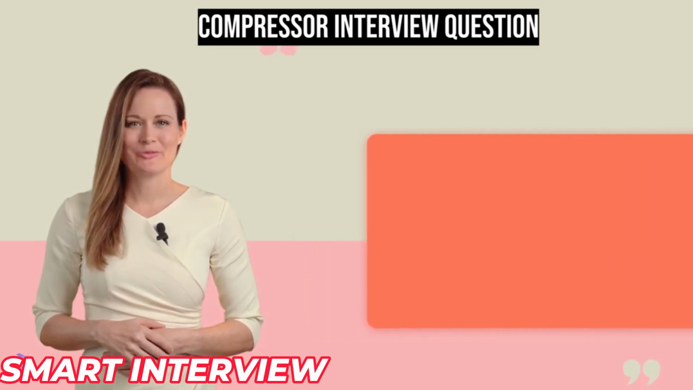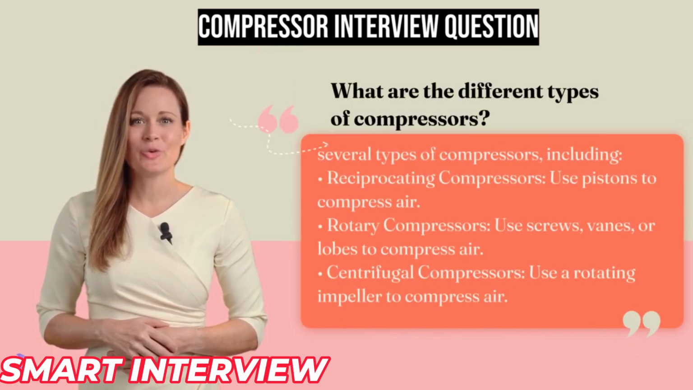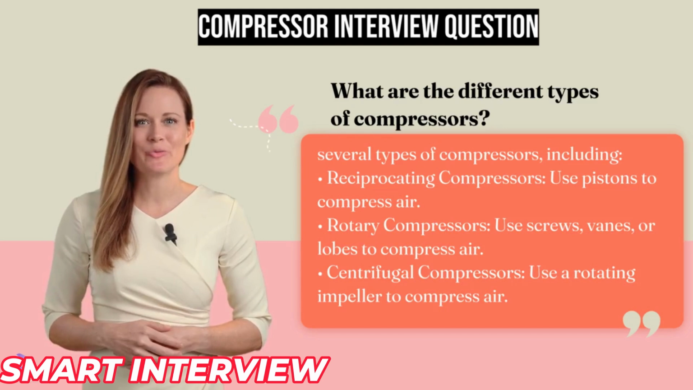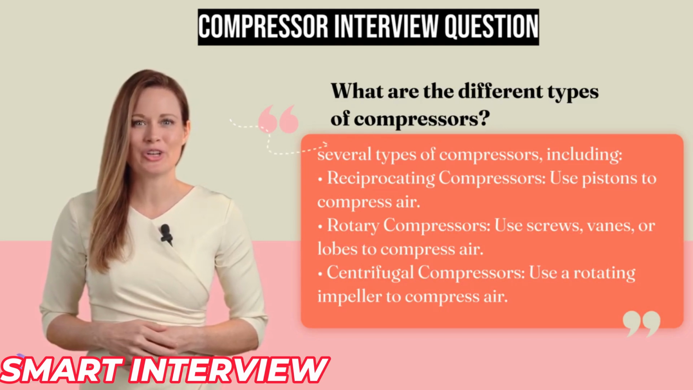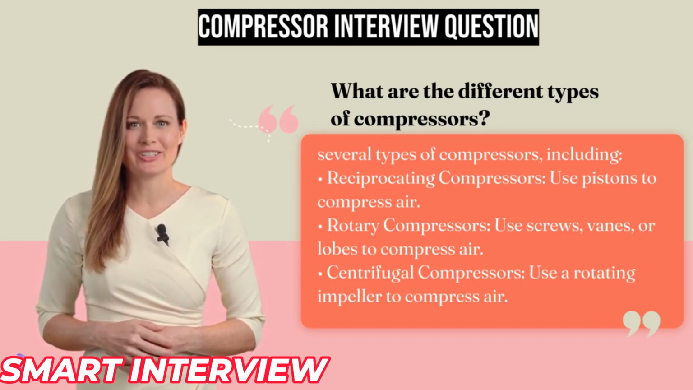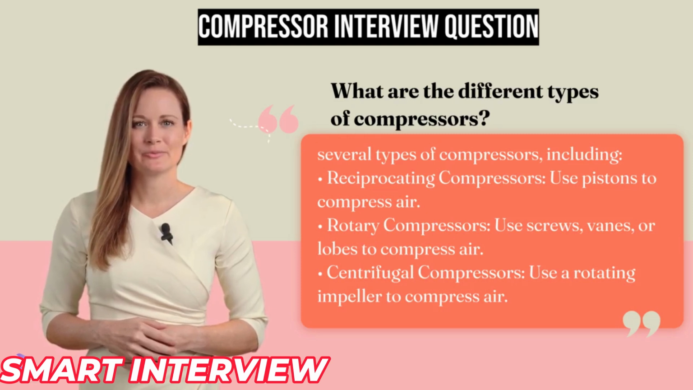What are the different types of compressors? Several types of compressors exist. Reciprocating compressors use pistons to compress air. Rotary compressors use screws, vanes, or lobes to compress air. Centrifugal compressors use a rotating impeller to compress air.